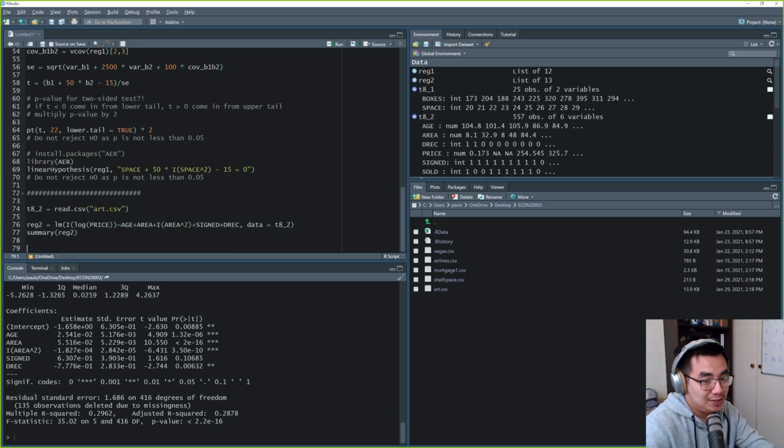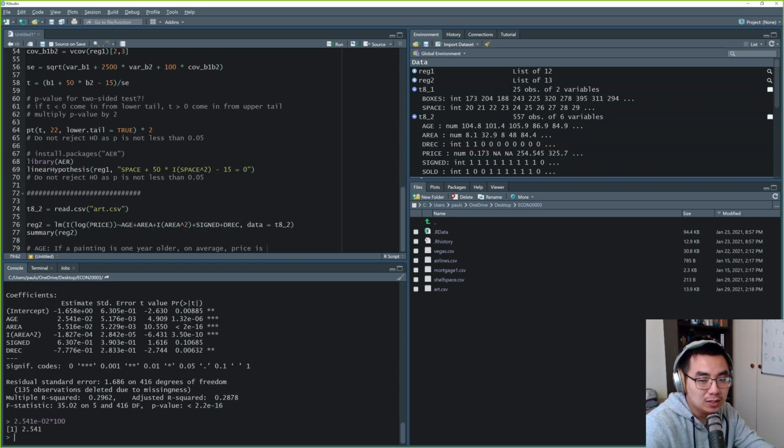Alrighty, so let's interpret these coefficients here. So coefficient on age: if a painting is 1 year older, on average, price is, what would you say this is? You have to multiply it by 100 because it's a percentage. Remember, it's been logged, so 2.54% higher, keeping the other variables constant.